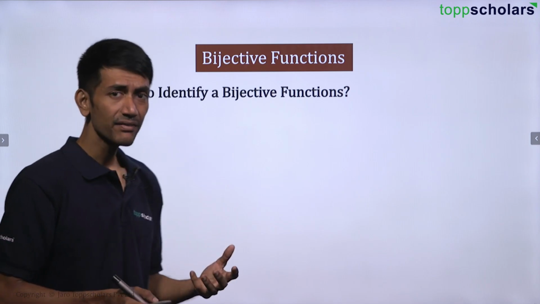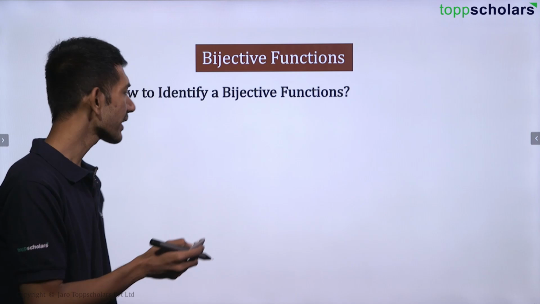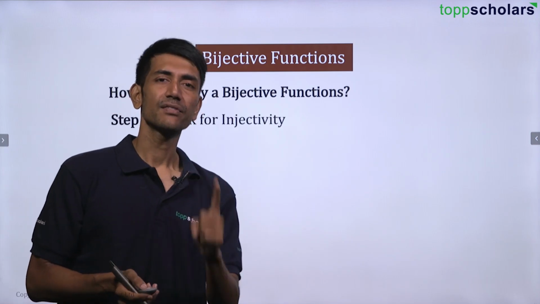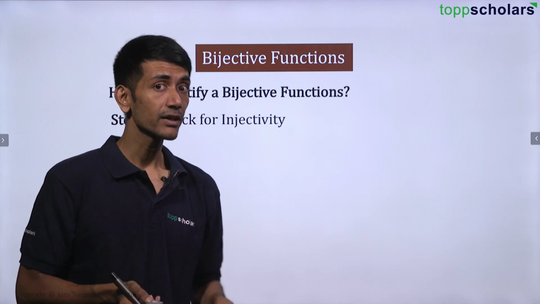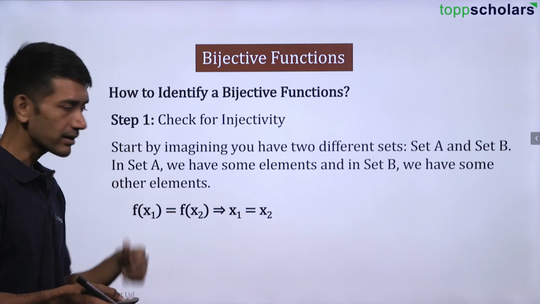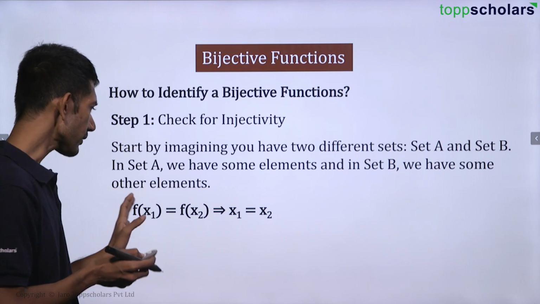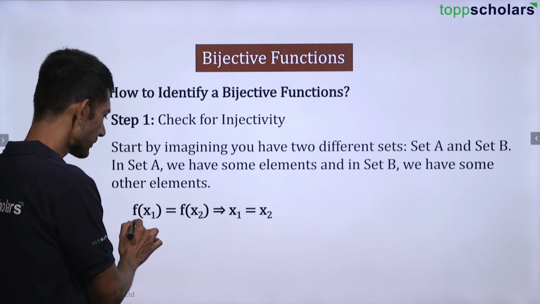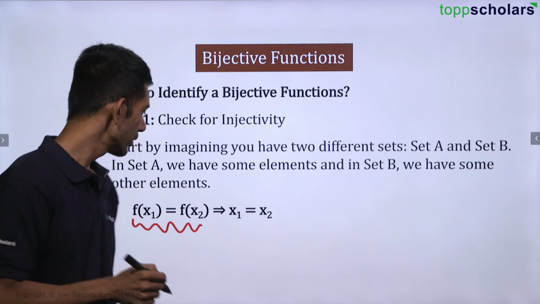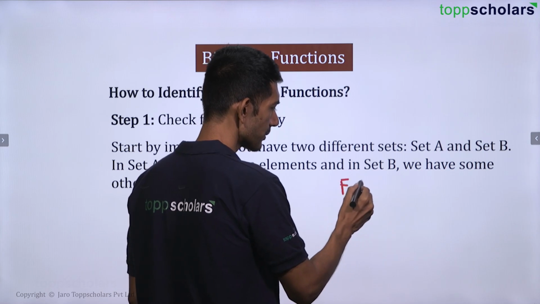Now, how do we identify whether the function is bijective or not? That also I actually told you. Let's have a quick recap. Step 1 is check for injectivity. Check whether the function is one-one. And how do we check whether the function is one-one? We start by considering two different elements, x1 and x2. So mathematically, we are going to solve it like this. Whatever problems we are going to do, we'll start with considering f of x1.